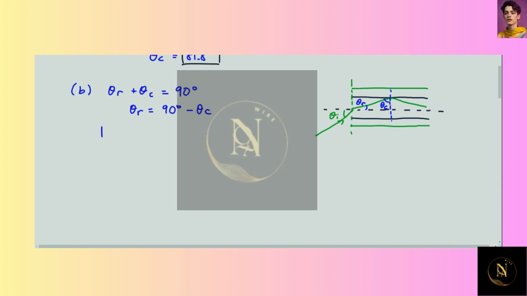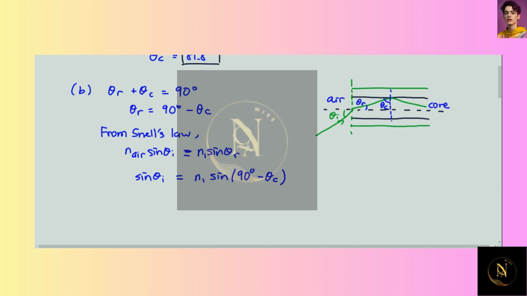From Snell's law, this is air and this is core, so we have n air sine theta I equals n1 sine theta R. The refractive index of air is 1, so sine theta I equals n1 sine of 90 degrees minus theta c, and this is cosine theta c.